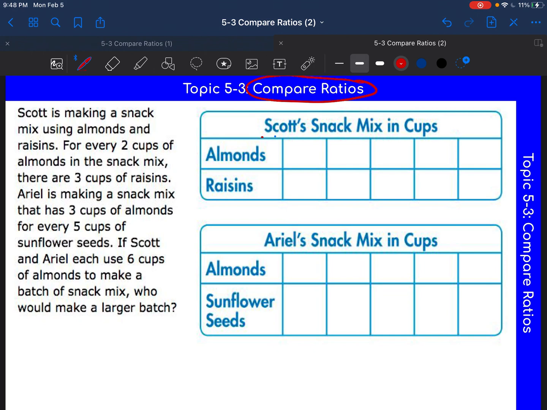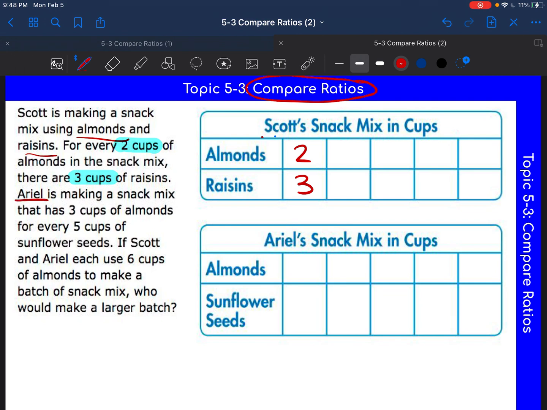It says Scott is making a snack mix using almonds and raisins. For every 2 cups of almonds in the snack mix, there are 3 cups of raisins. So what's the ratio of almonds to raisins? Well, it is 2, and I'll highlight this, 2 to 3. That's for Scott's snack mix.